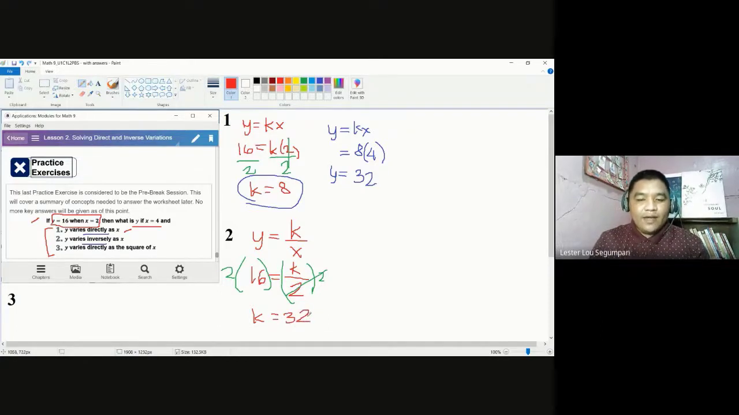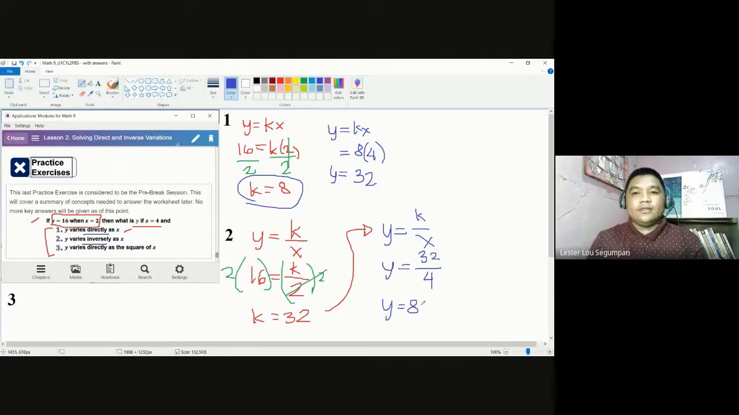As you can see, the values for k for number one and number two are different because they are of different types of variation. Still, the value for k here is what we are going to apply to solve for the unknown. The equation is y is equal to k over x, as we are sure that it's an inverse variation, and we are going to solve for y if x is equal to 4. So we have y is equal to 32 over 4. So the value for y is equal to 8.